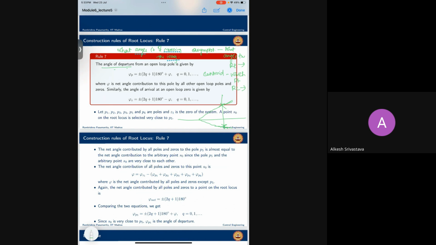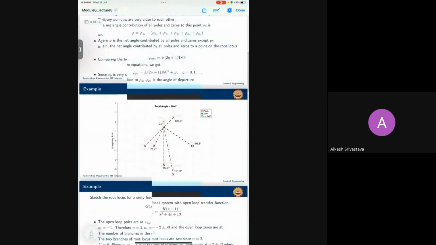For some systems, it has to cross the imaginary axis. When k starts from 0 and moves to infinity, the system starts in the stable region and reaches the imaginary axis. For some value of k, it will be marginally stable, and then it goes to the unstable region. At that point, this angle of departure will be helpful for us. Right. This is rule 7.